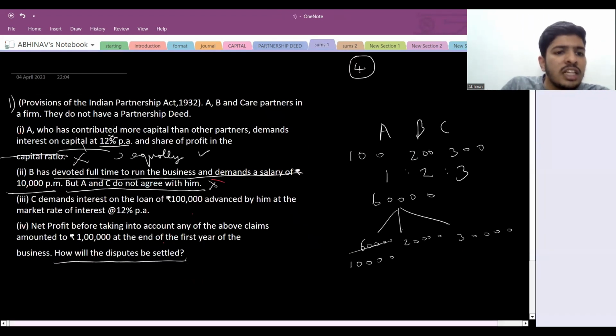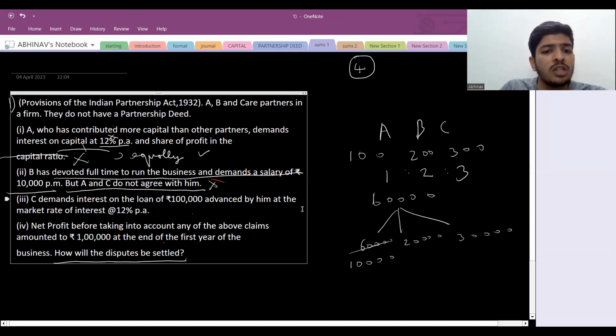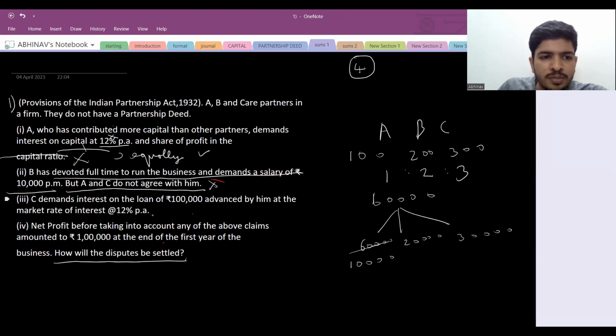Now next, C demands an interest on loan of 1 lakh advanced by him at a market rate of 12%. See, he'll get an interest on loan, but only 6%, because that's the maximum rate prescribed in the Partnership Act of 1932. Then net profit before taking into consideration any of the above claims amounted to 1 lakh at the end of the first year of the business.